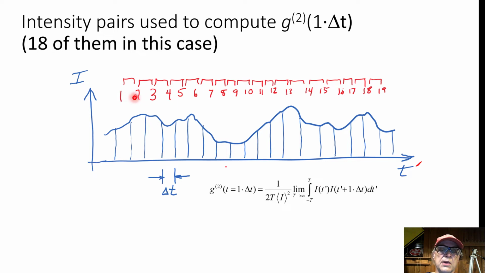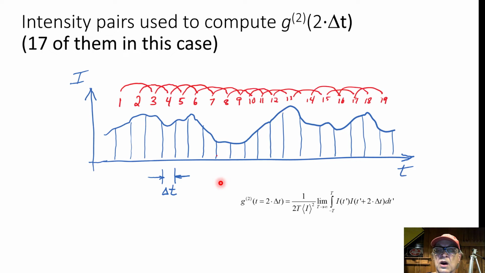Well, we can compare 1 and 2, and remember, compare means take the product of 1 and 2, 2 and 3, 3 and 4, 4 and 5, 5 and 6. There are lots of different pairs that are separated by 1 times delta t. Now that would give us one value of G2. By the way, I didn't tell you what this little 2 is. It's not an exponent. It means second order. You can read some of the reference materials to see why, but it's just a detail for now.